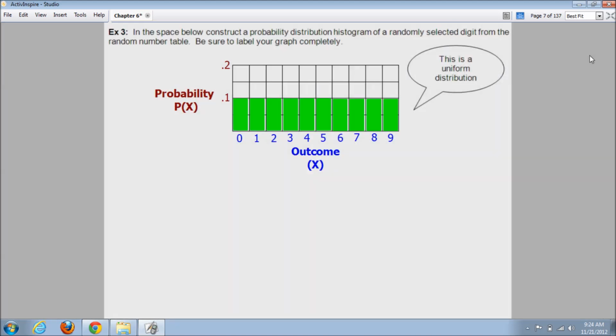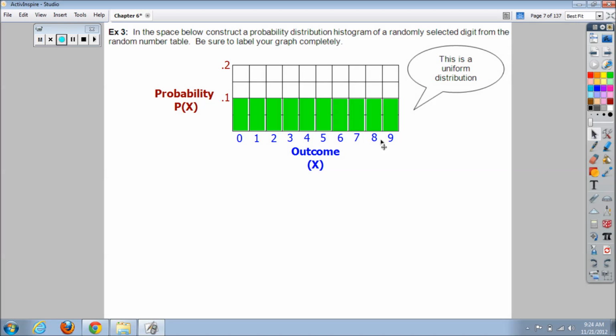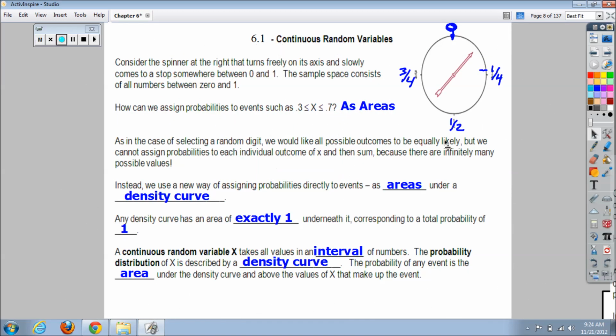Even if I go back to my uniform distribution, this is a density curve. The area underneath this curve is 100% total here. A continuous random variable takes all values in an interval of numbers. The probability distribution of x is described by a density curve. The probability of any event is the area under the density curve and above the values of x that make up the event.